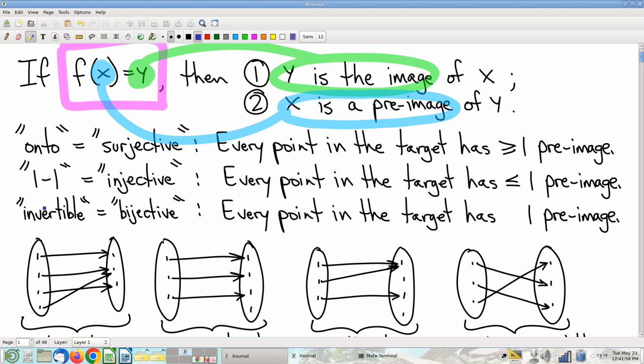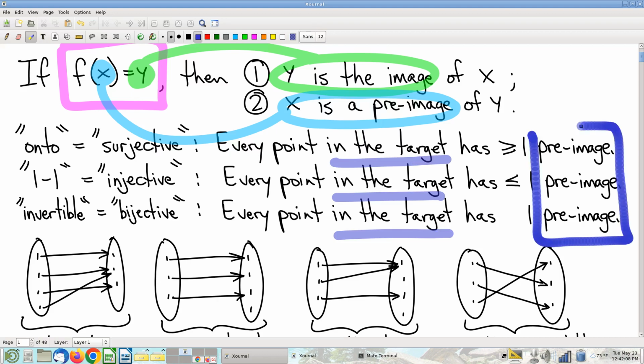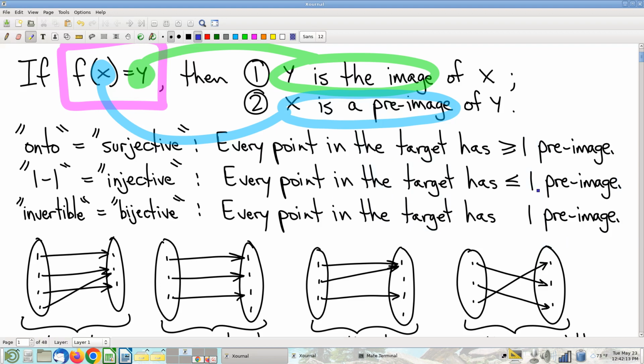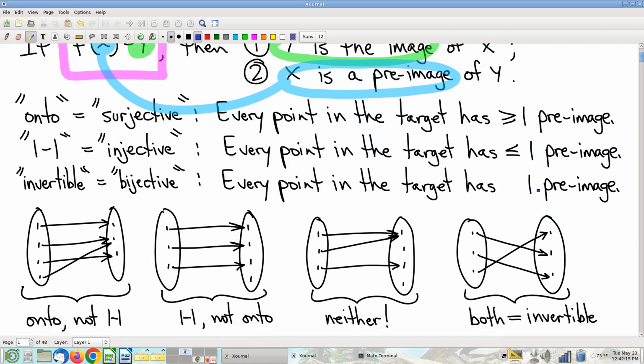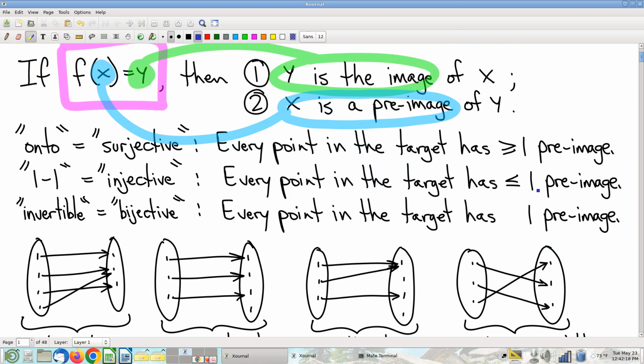Okay, so what do these words mean? It refers to looking into the target and seeing how many pre-images there are for every point in the target. So let me just show you some quick examples before I get to those definitions. By the way, the way I have this picture drawn, that's the domain. That's the target. We're looking at points in the target, and then we're going to work backwards and ask how many pre-images does it have in the domain.